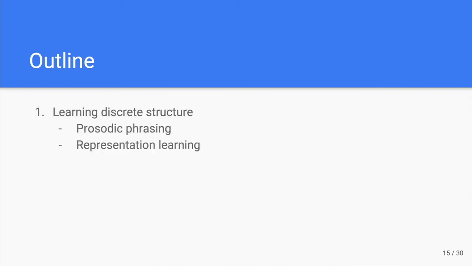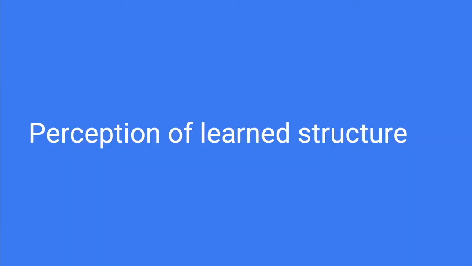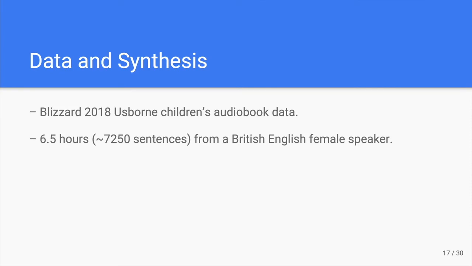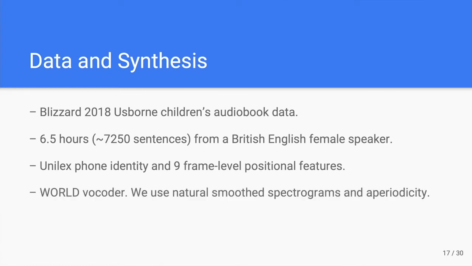Now I will talk about our experiments to determine how humans perceive our learned structure. For these experiments, we use children's audiobook data. This is 6.5 hours from a female speaker, and we use the Unilex phone set, meaning the input to our decoder is phone identity and 9 frame level features. For synthesis, we use the WORLD vocoder.